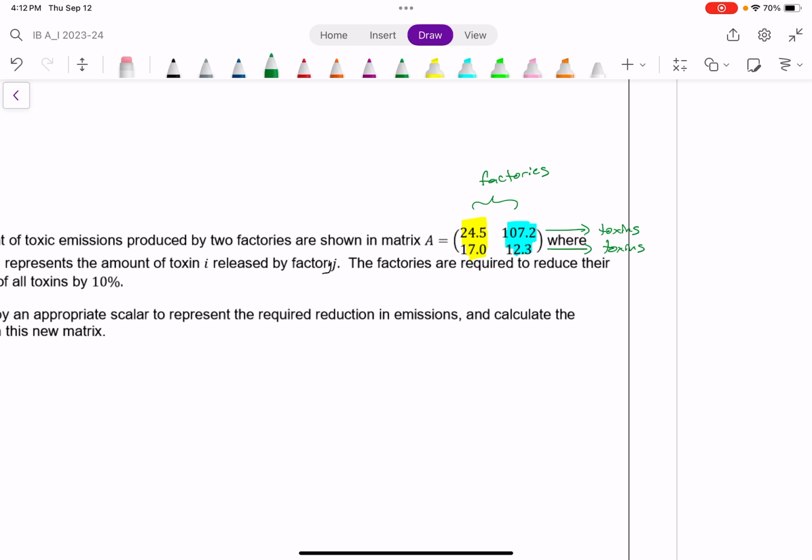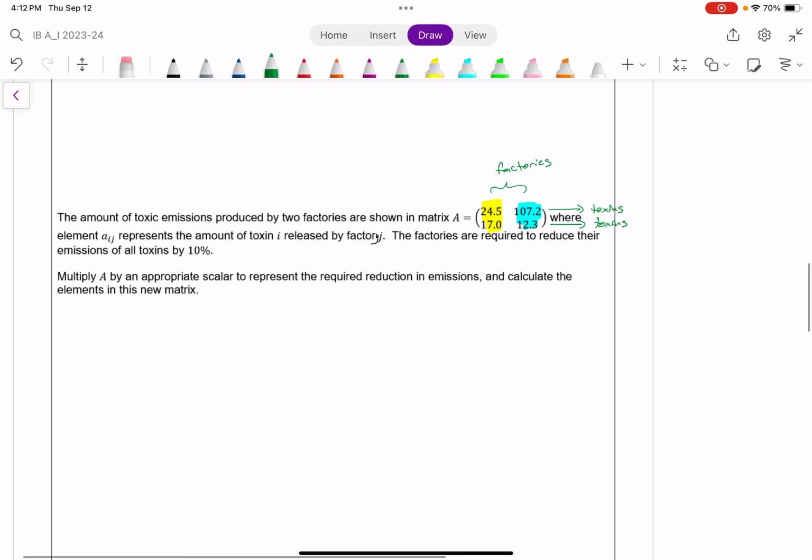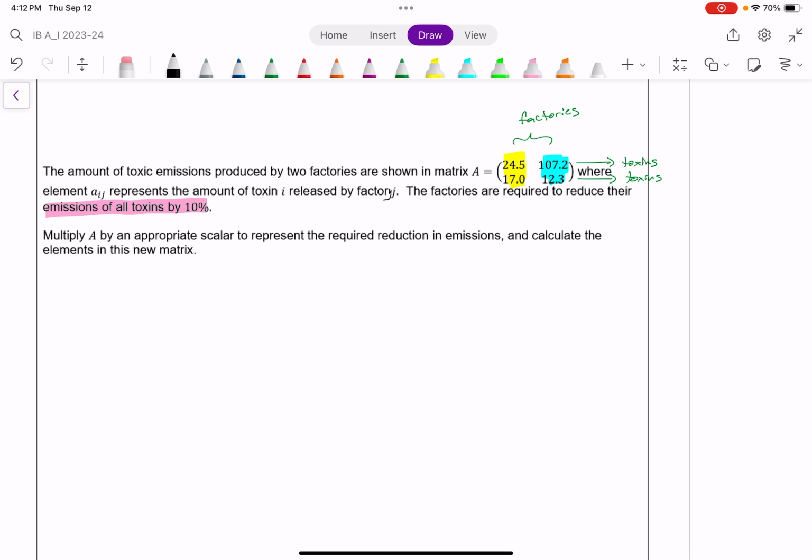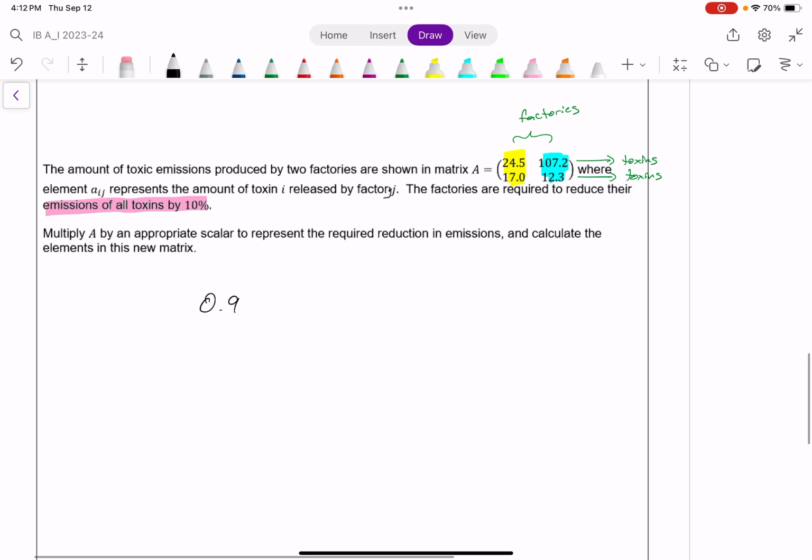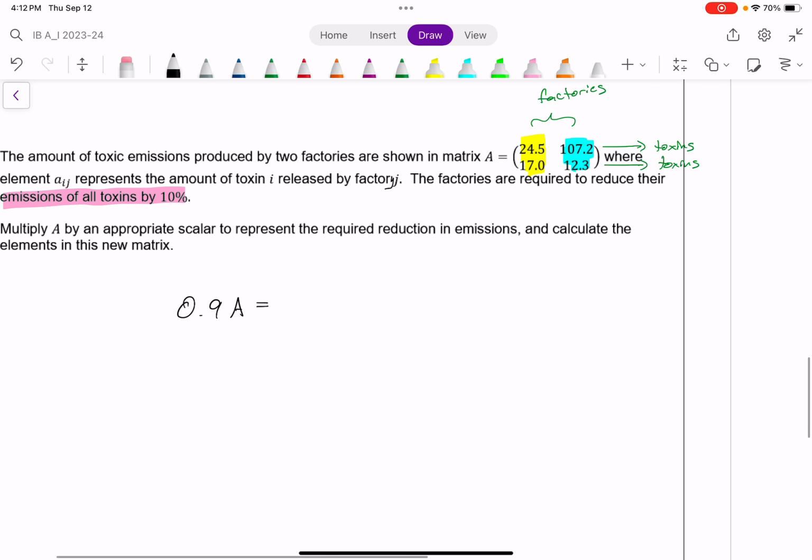All right. With that said, though, the factories are required to reduce their emissions by 10%, which means I want to take away 10% from all of these. I can accomplish that by just multiplying everything by 0.9, finding 90% of everything. And so I can answer this by just finding 0.9 times A. There's my scalar. 0.9 times A will take away 10% and multiply all these values by 0.9. And when you multiply all these values by 0.9, you get, for example, 22.05 instead of 24.5.